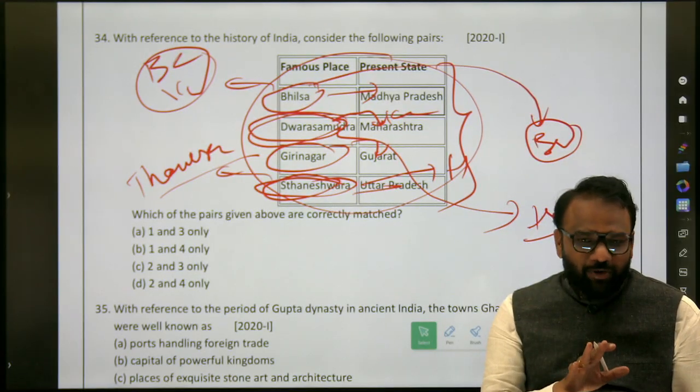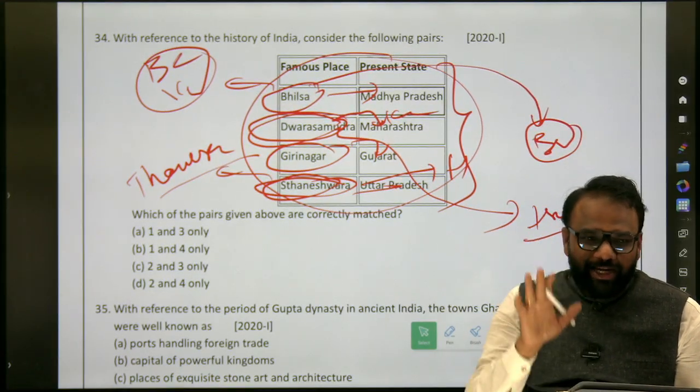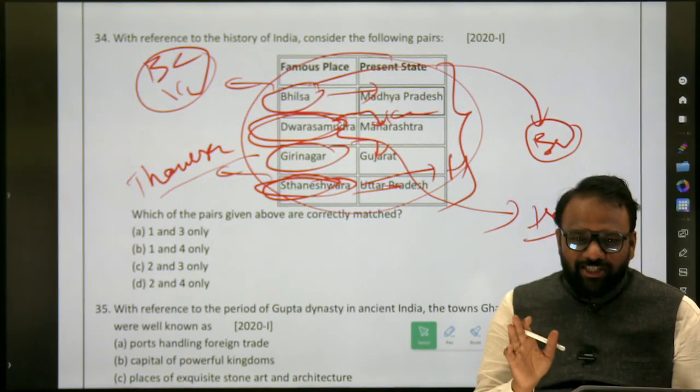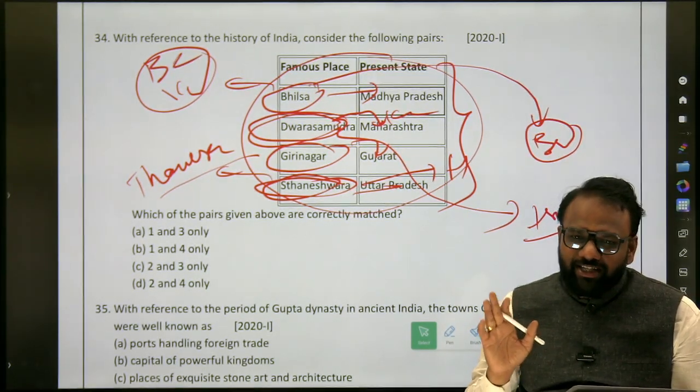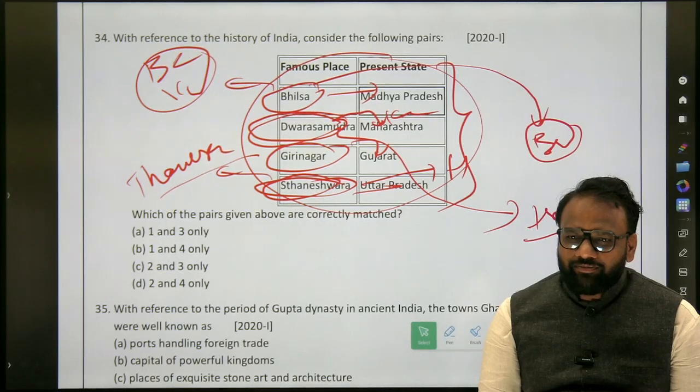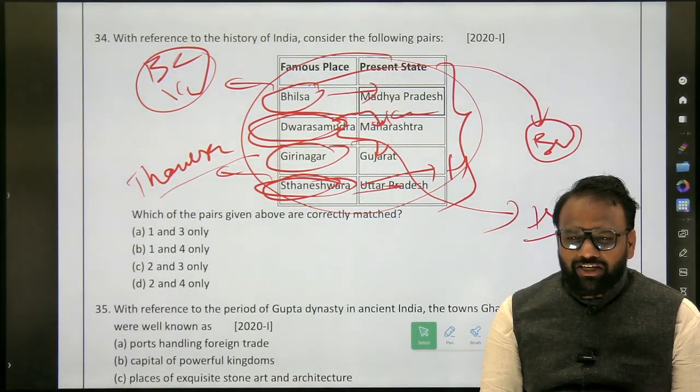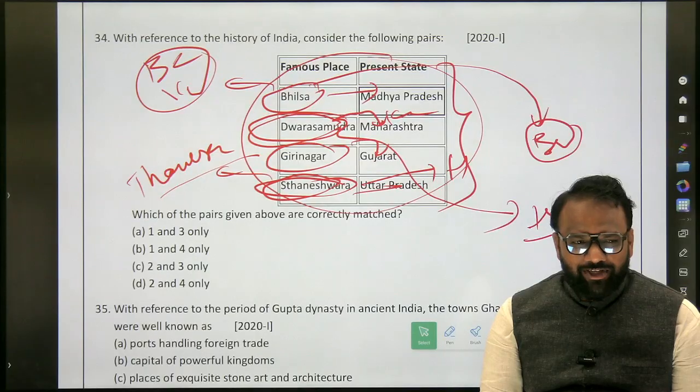This is just for a previous year question. I am not asking you to do it for all the 180 sites. Only for these sites you will do this exercise. For the 180 sites, you will just prepare the corresponding modern Indian state. Famous for means associated with Hinduism, Buddhism, Jainism related monuments.